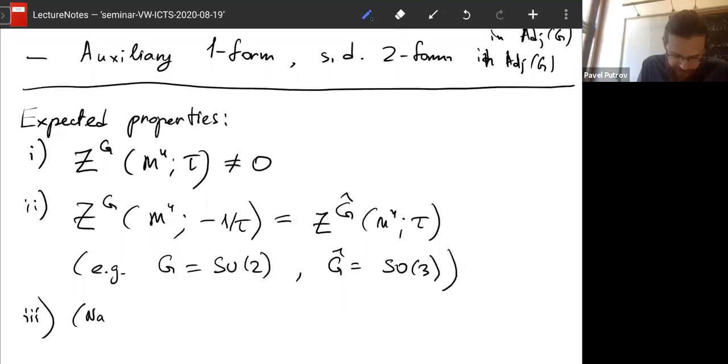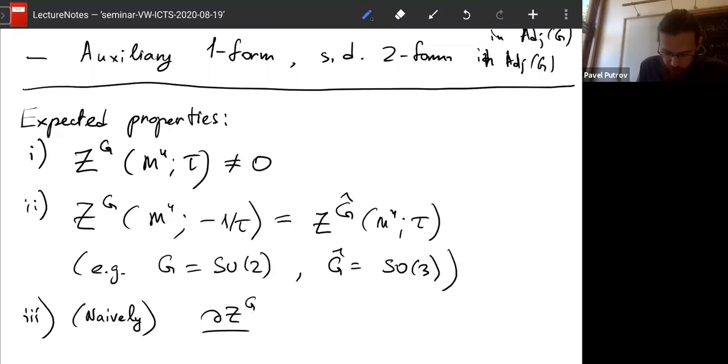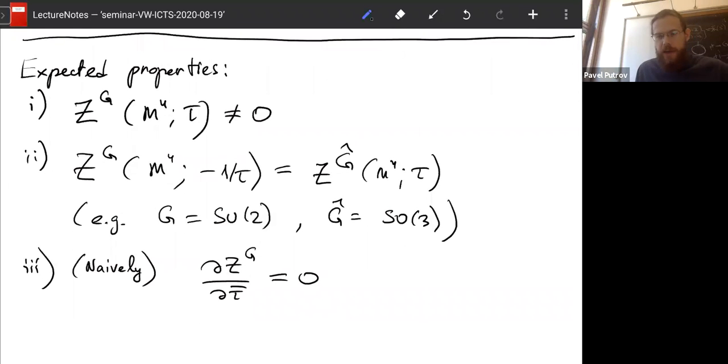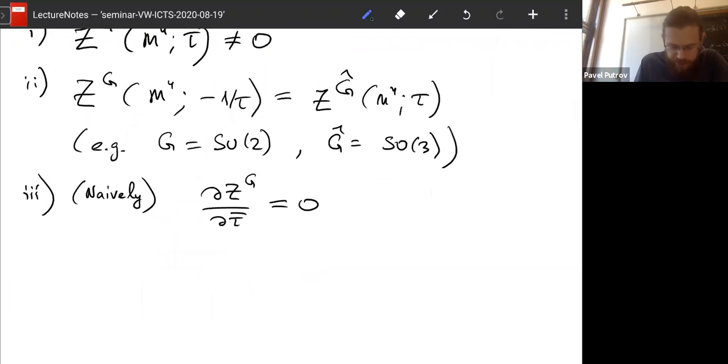The third property which we expect, but this is a kind of naive expectation, is that the partition function is holomorphic in tau. And this naivety can actually fail, and we will consider exactly the example when it fails, and we'll calculate what it is actually equal to. So what is the naive explanation for this?